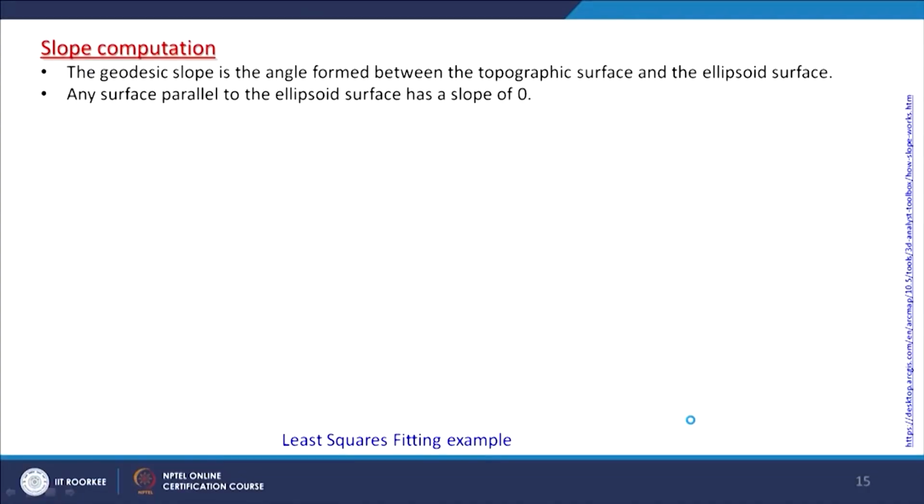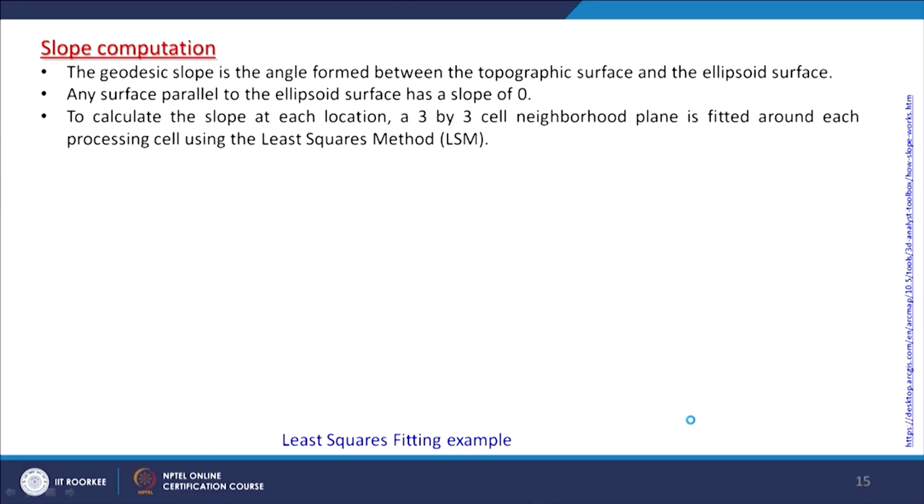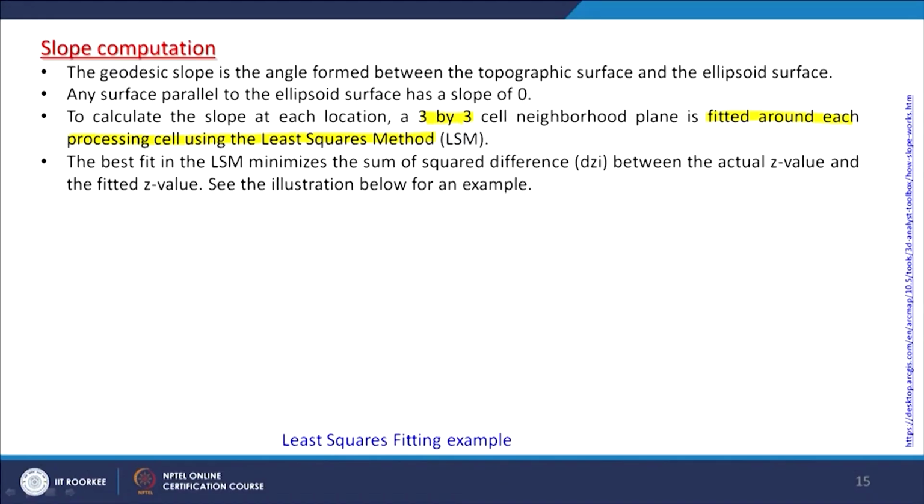So, if we go for this option, that is geodesic slope calculation, it is the angle formed between the topographic surface and the ellipsoid surface, and any surface parallel to the ellipsoid surface will have, of course, slope equal to 0, that is, flat. We calculate slope for each location, again employing a 3 by 3 cell kernel, and a plane is fitted around each processing cell using the LSM, that is, least square method.